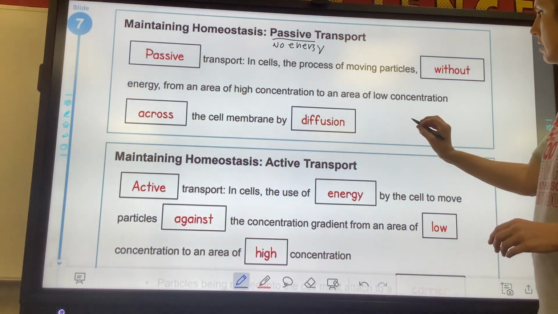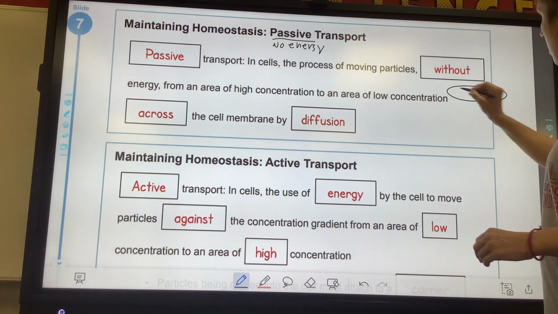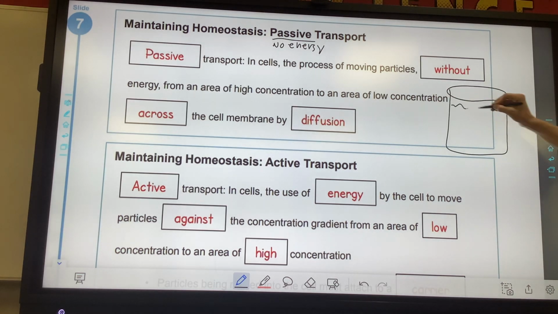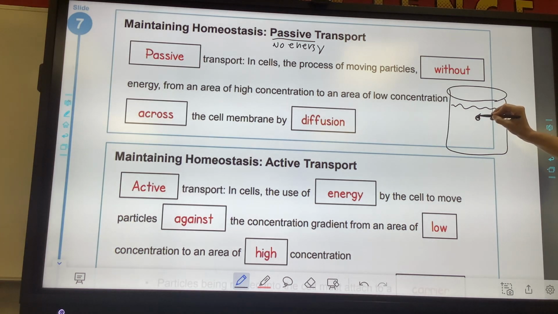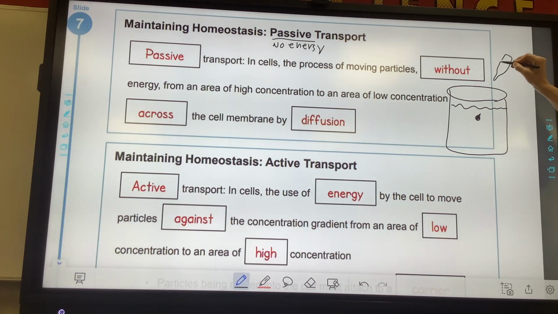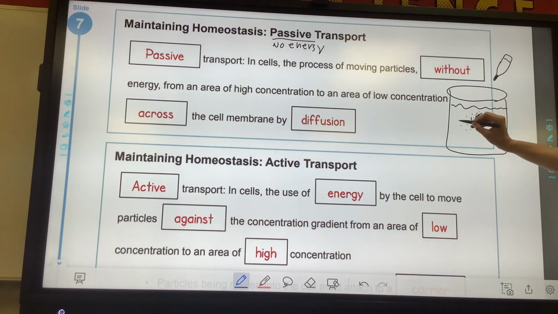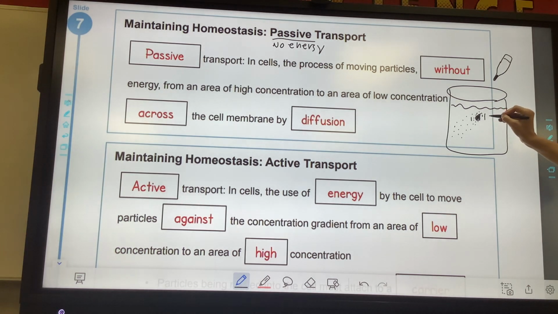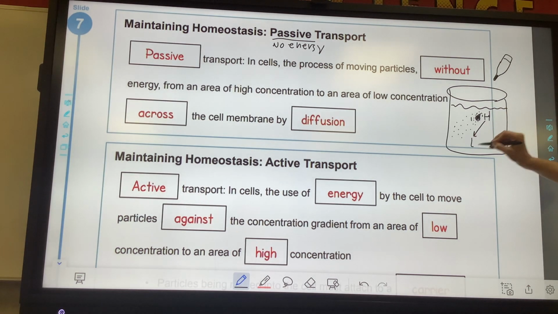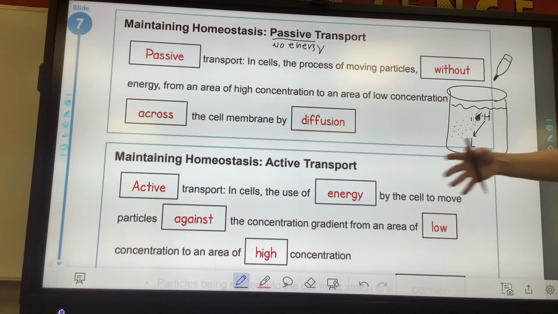So what they're saying is, for example, say if you have a beaker and it's filled with water, and I put a drop of dye, okay? We'll say it's blue food coloring. What this right here is an area of high concentration, and it wants to spread out to an area of low particle concentration. So you're going from high particle to low particles. You diffuse, okay?